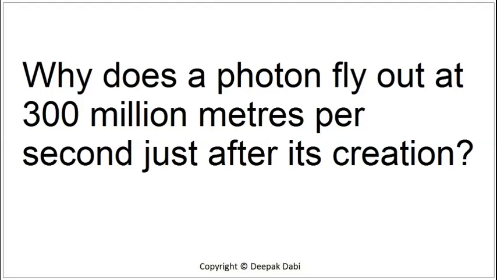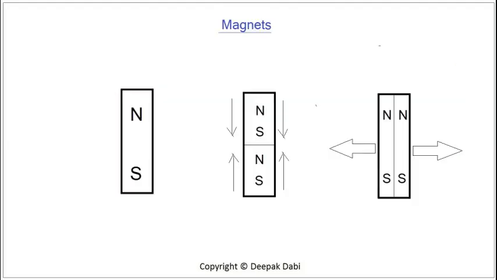Why does a photon fly out at 300 million meters per second just after its creation? The answer lies in understanding the properties of magnets.